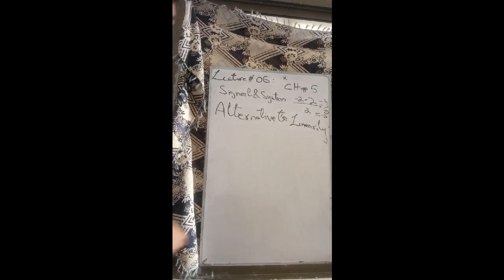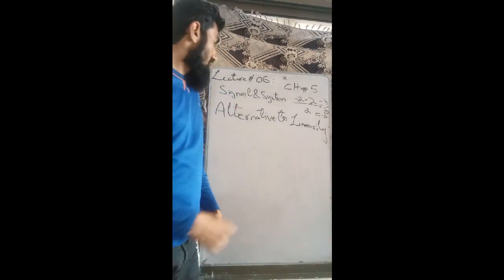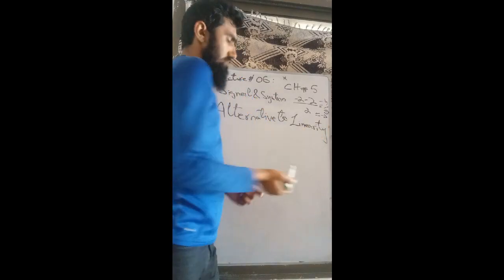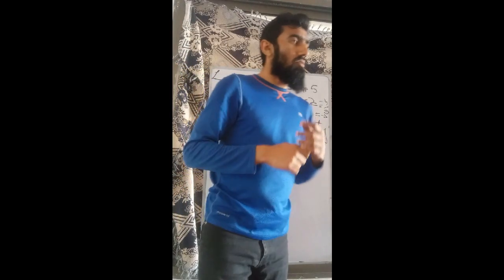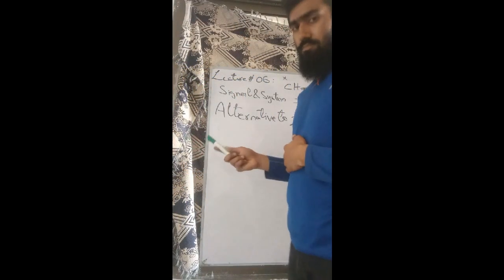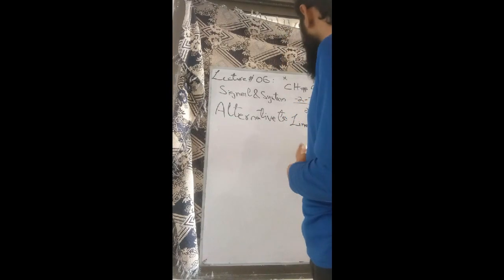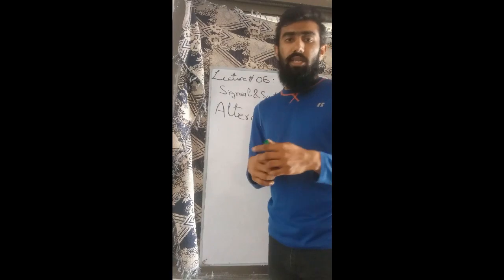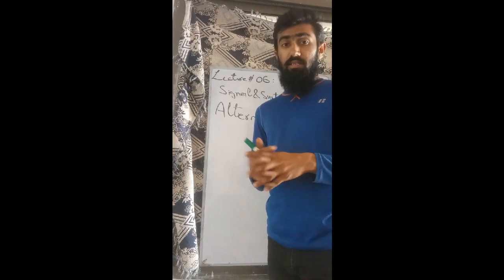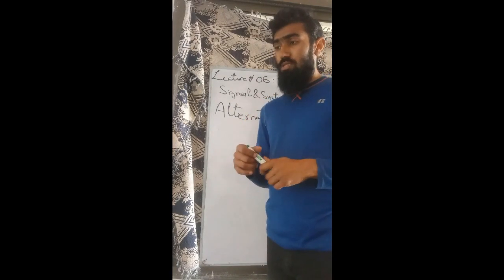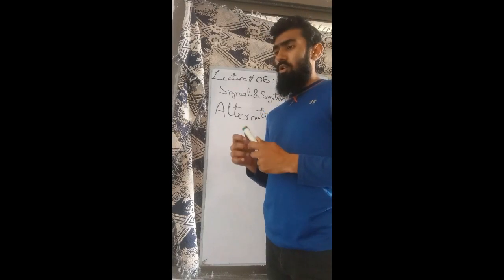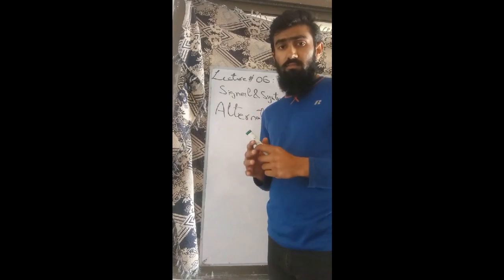The last topic of this chapter is alternative to linearity. What does this mean? Why do we need this alternative to linearity? Because in DSP, all the systems we have are dealing with linearity. Linearity is very important. But in our physical phenomena, some of the systems are not exactly linear.